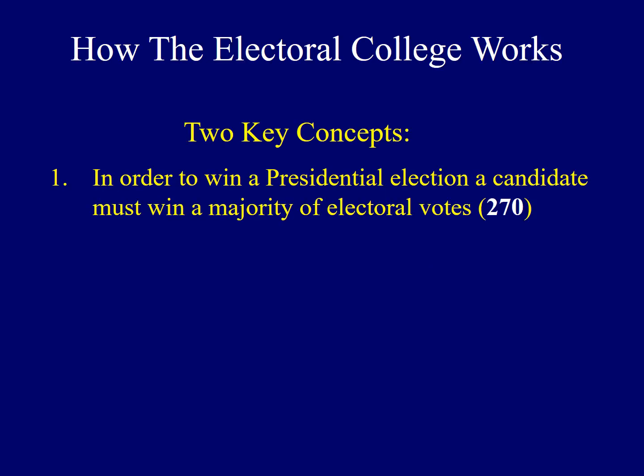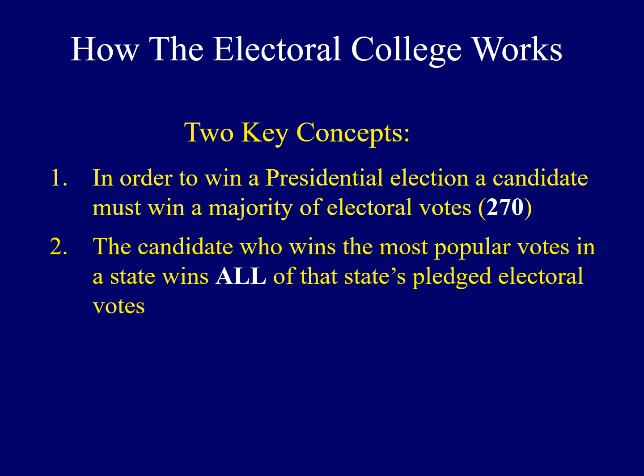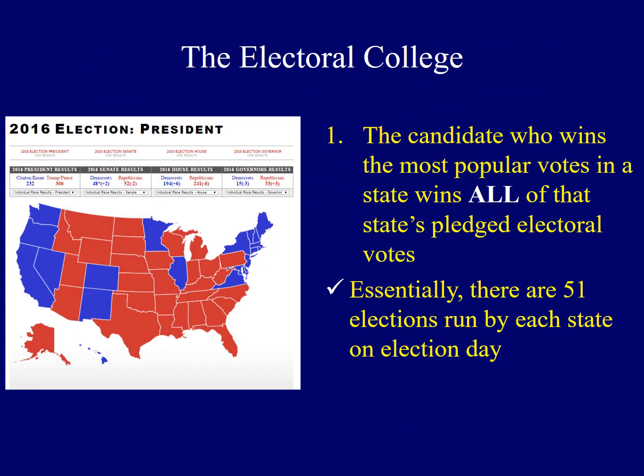You might say, okay, I can memorize that. That's fine and dandy. But how does a person win electoral votes? Well, that's the second key concept. The candidate who wins the most popular votes in an individual state wins all of that state's pledged electoral votes. Let's think of it this way. Rather than having one election on a Tuesday in November every 4 years for president, essentially what we have are 51 elections, one in every state, plus Washington, D.C., because that's how those electoral votes are handed out. They're handed out on a state-by-state basis.